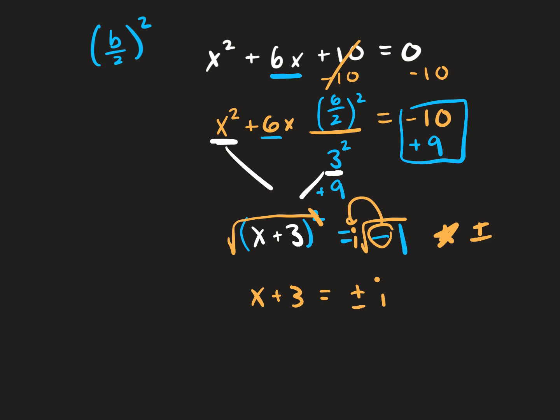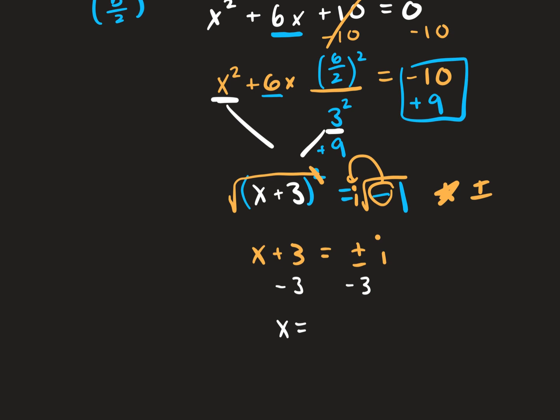And then the last step we do is to get the x all by itself, so I need to subtract 3 on both sides. So x is equal to, I always need to ask myself, can I combine the 3 and the i? If we can combine them, we've got to split it up and add it together separately. But here I can't combine it. 3 and i are not like terms, so it would be negative 3 plus or minus i. And that's our answer. So that is how we complete the square.